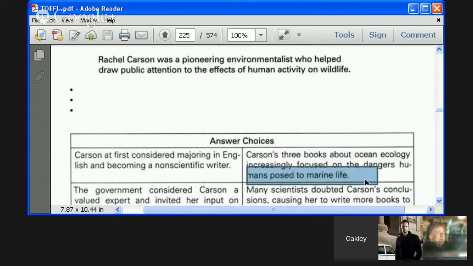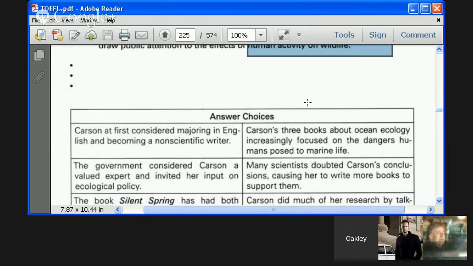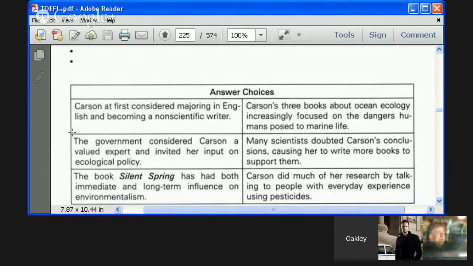Humans to marine life, human activity on wildlife. That's a pretty damn close match. That looks good, right? Okay. All right, let's take a look at another. One down, one up. Giovanni, how about the next one?